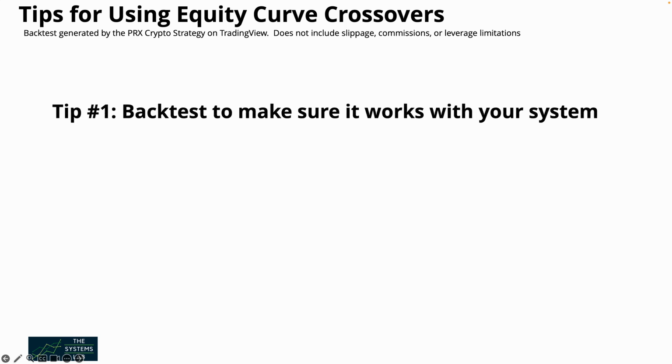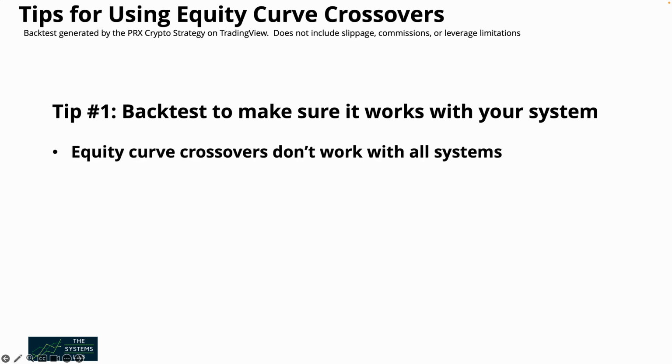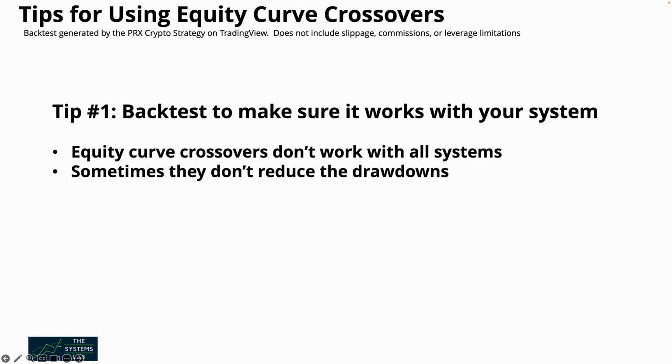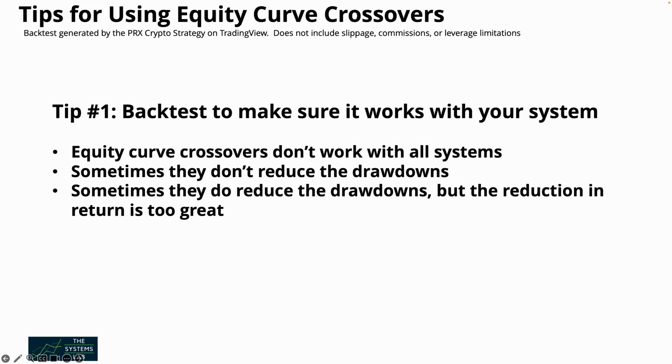So tip number 1 is to backtest to make sure that equity curve crossovers work with your system. Equity curve crossovers don't work with all systems. Sometimes they don't actually reduce the drawdowns, and sometimes they do reduce the drawdowns, but the reduction in return is too great to make it worthwhile. So, a few tips for you on backtesting the idea.